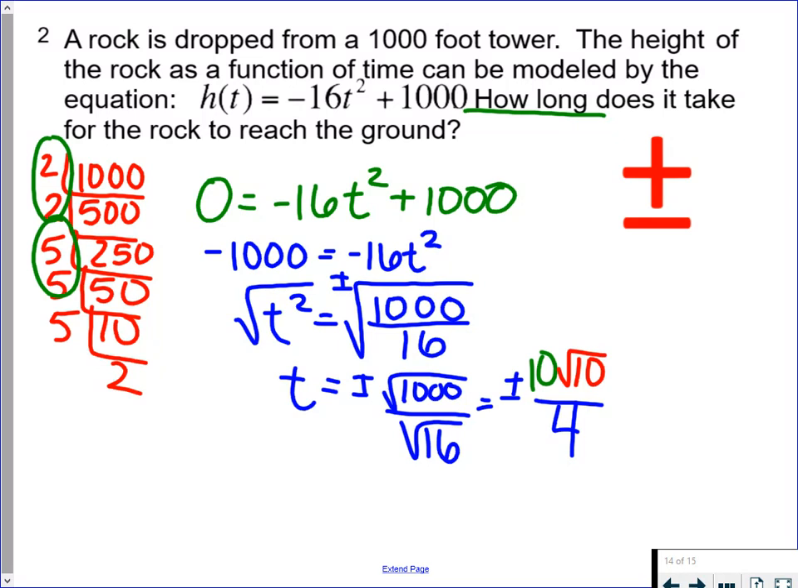Can that be reduced any further? Sure can. 10 and 4, the outsides, are both divisible by 2. I'm not touching this one, just the 2 on the outside. So I get plus or minus 5 square root of 10 over 2.